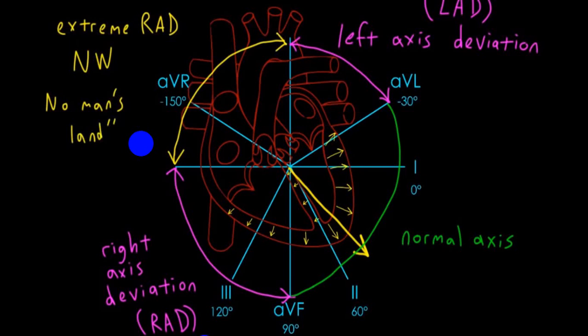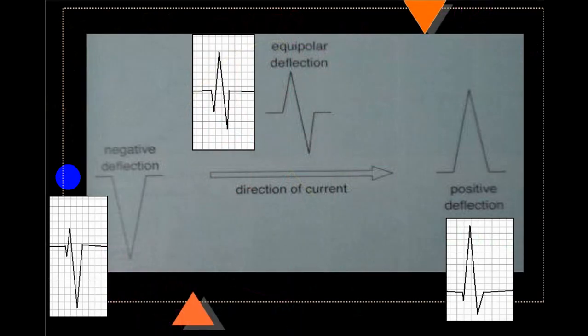Now this is one diagram which shows you a similar thing: left axis is between minus 30 and minus 90, minus 30 to plus 90 is a normal axis, from plus 90 to 180 is a right axis deviation, and from plus 180 to minus 90 is extreme right axis or no man's land. These are the words which are commonly utilized while calculating the axis, which is helpful in some conditions.